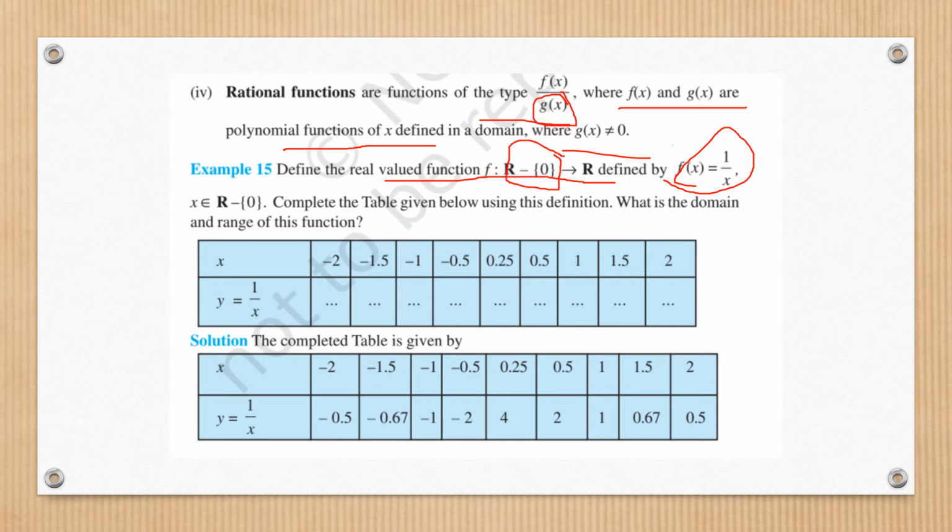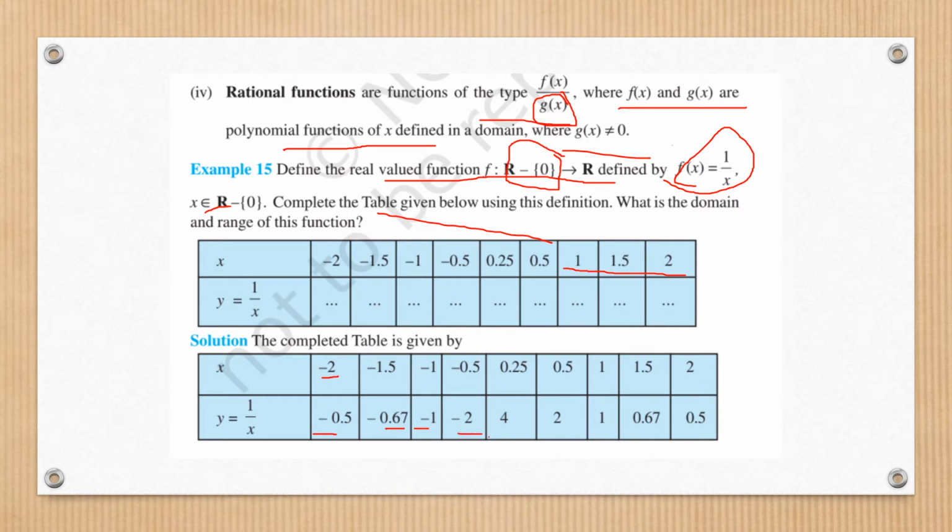Why? Because if x is 0, it becomes undefined, right? x belongs to R minus 0. Now complete the table. What is the domain and range? So you can see from here, I have substituted a few negative values and a few positive values. Okay, so 0 I can't put, so that's why 0 is not in the table, and the corresponding values you will get.